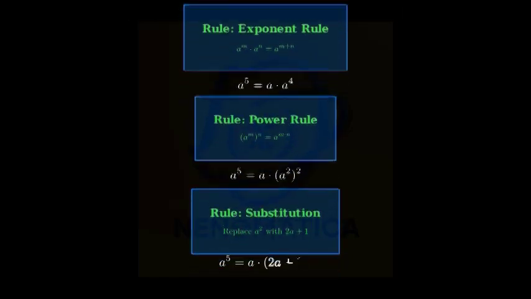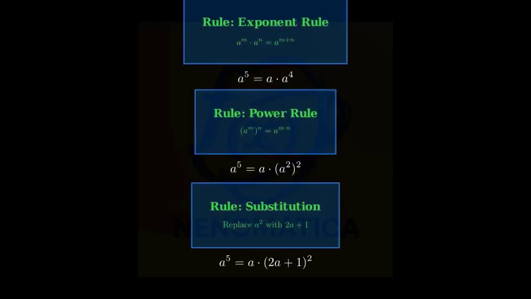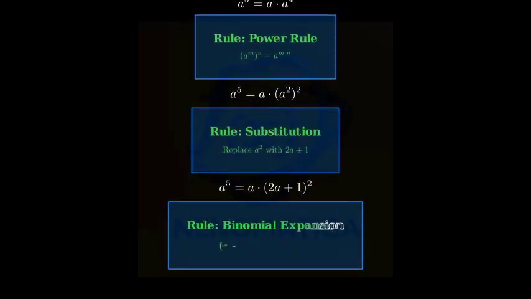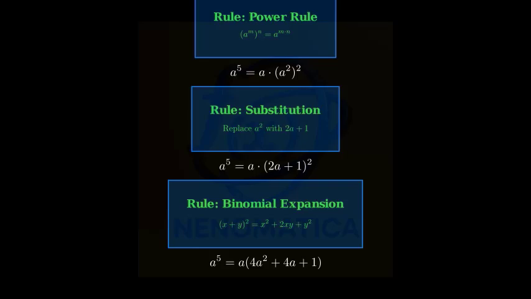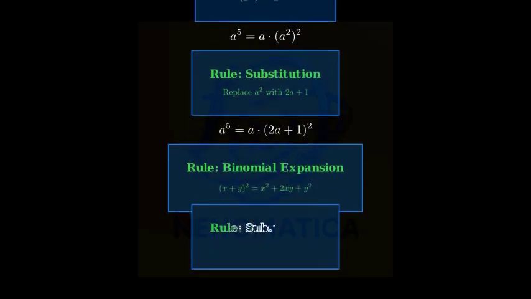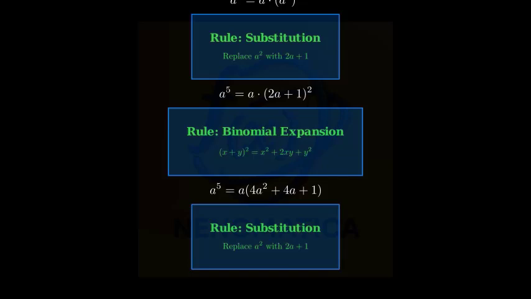So a to the fifth equals a times the quantity 2a plus 1 squared. Next, we need to expand the square of the binomial 2a plus 1. Using the binomial theorem, the quantity 2a plus 1 squared equals 4a squared plus 4a plus 1. Now we need to substitute a squared again. Remember, a squared equals 2a plus 1 from our original identity.